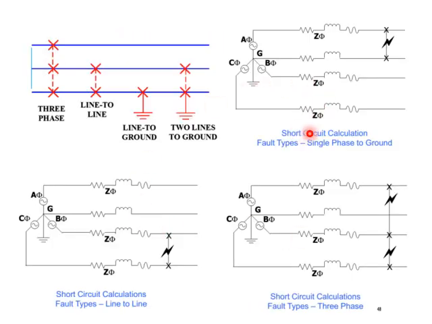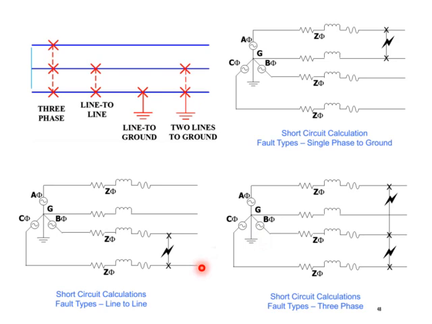Again, short circuit calculation, fault types, single phase to ground. Here you can observe there are three phases: first phase, second phase, this is the third phase. And this one is the ground. So single phase to ground. Now short circuit calculation fault types, line to line. This is the first phase, second phase, third phase. So line to line fault.